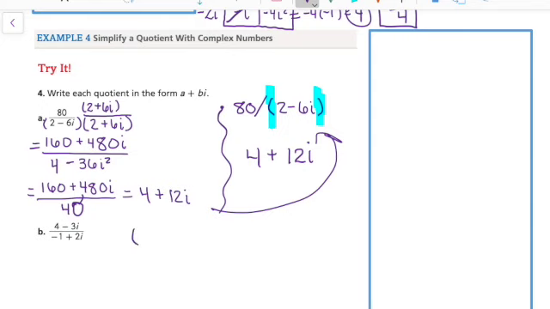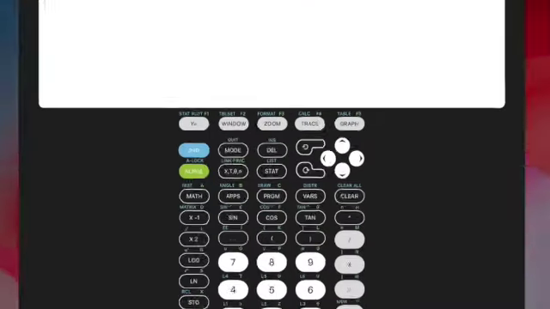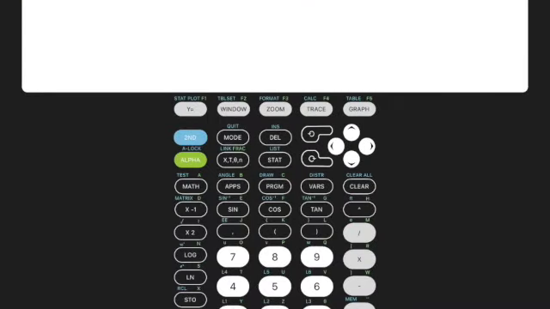Okay, same here. I would put this in the calculator. If you're going to put that in the calculator, 4 minus 3i divided by -1 plus 2i. So switch back over to my calculator. Make sure to use your parentheses. So everything on the top has to be grouped in parentheses, divided by everything on the bottom grouped in parentheses.